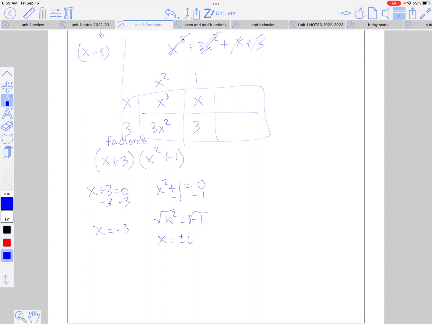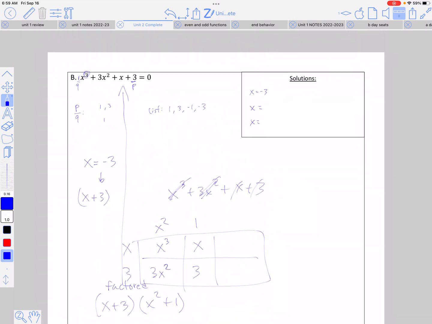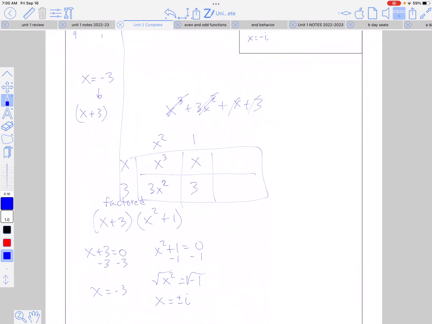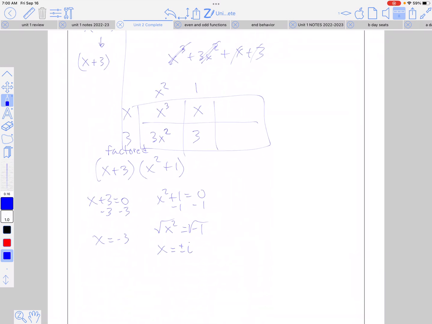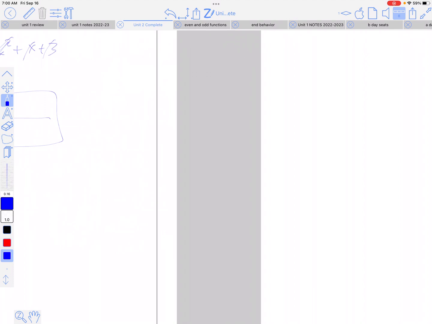And remember, square root of negative 1 is i. So negative 3 is a solution, i is a solution, negative i is a solution. And you've just factored a complicated polynomial and found the solutions. Good work.